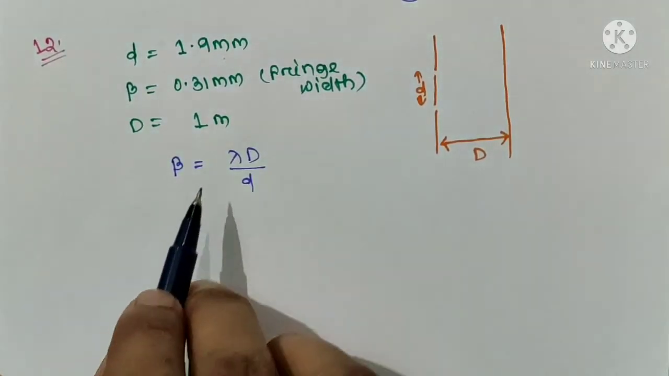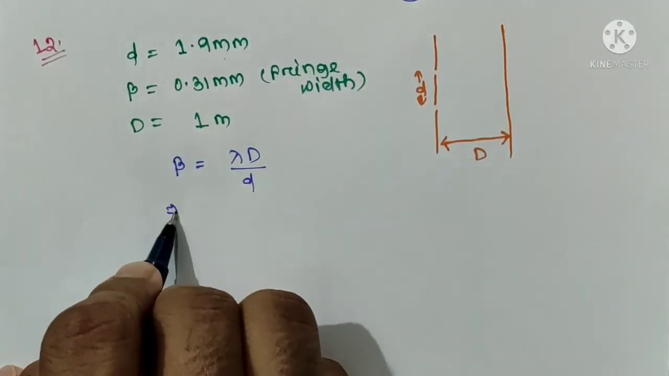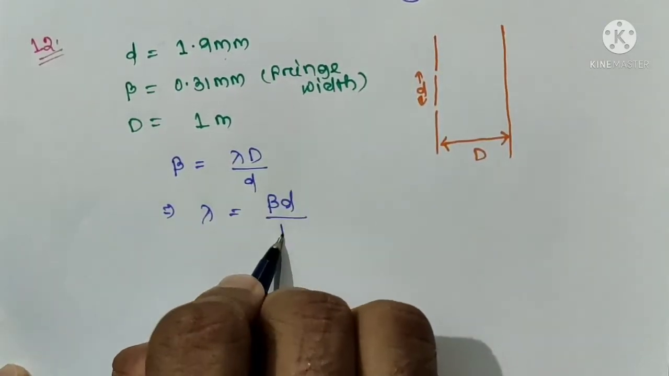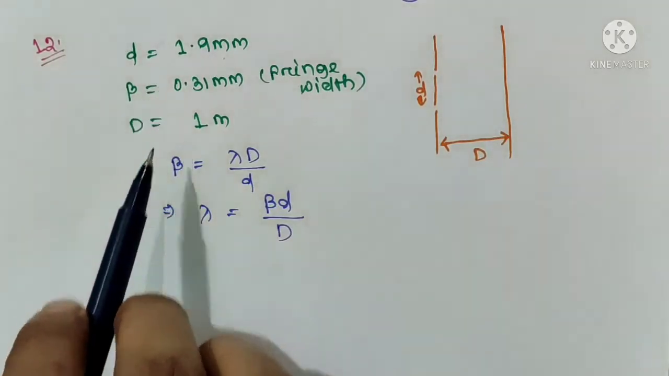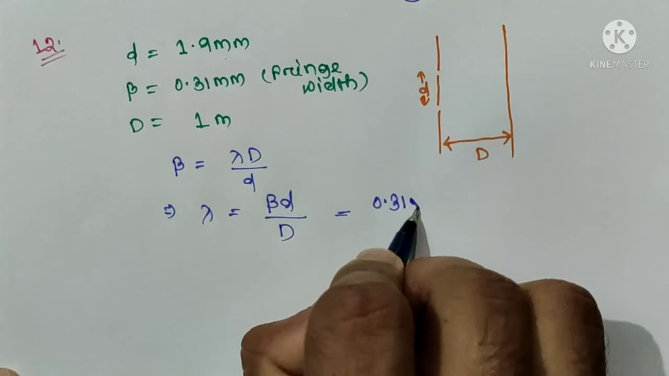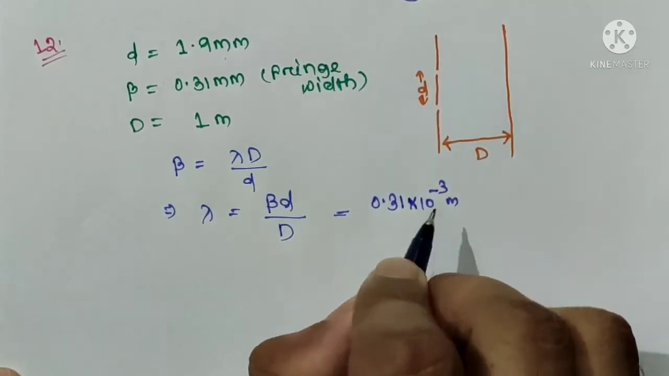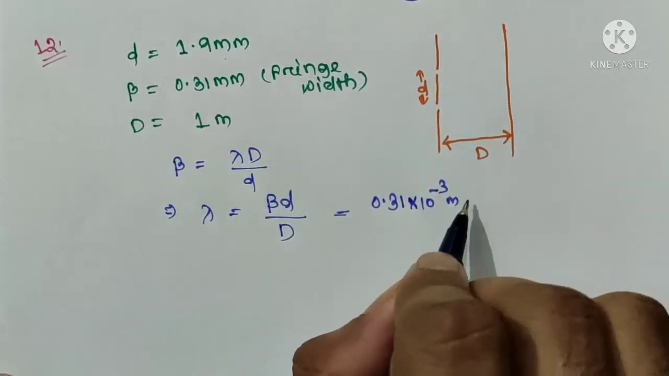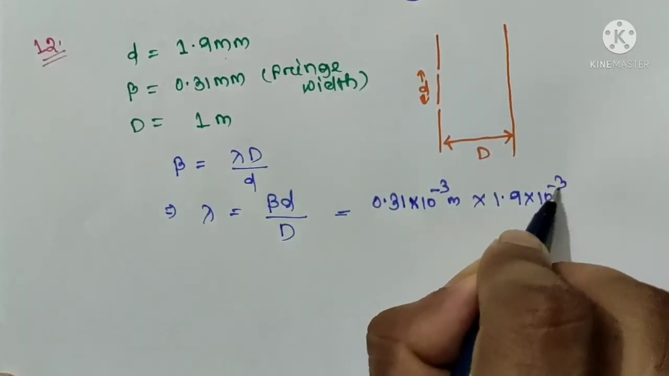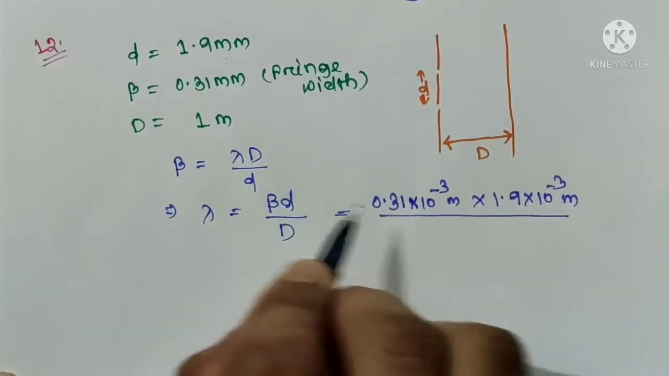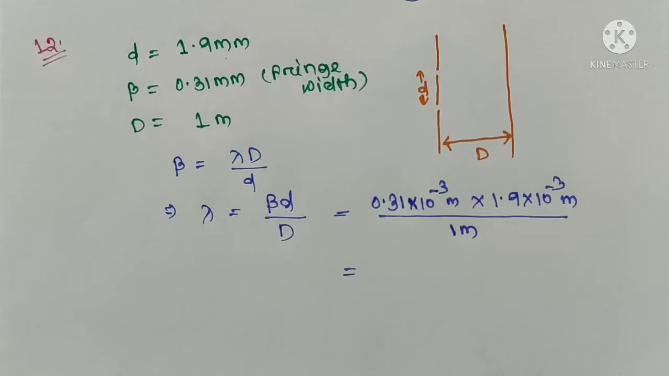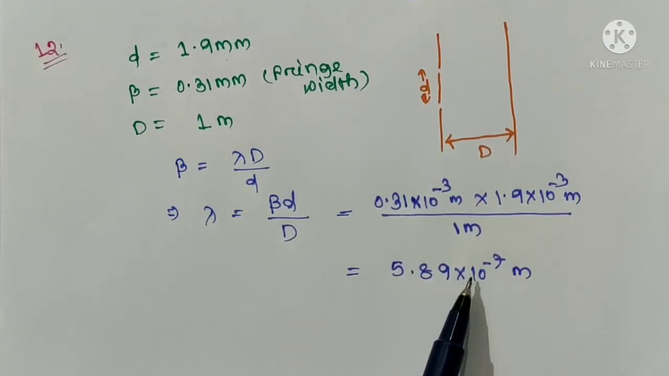So look, you have to remember this formula, okay. So from here wavelength equals beta small d by capital D. So just use the numerical values now. Beta is 0.31 into 10 to the power minus 3 meter, milli is 10 to the power minus 3, and small d that is 1.9 into 10 to the power minus 3 meter, by capital D 1 meter. So just calculate this. So look, this comes out to be 5.89 into 10 to the power minus 7 meter.